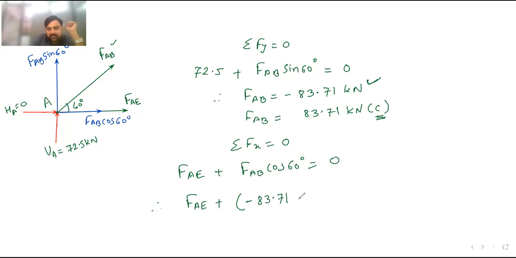So AB is minus 83.71 and cos 60 will be as it is, cos 60 degree, which is equal to 0. So this minus will become plus if you shift it to that side. So FAE is equal to, what is the answer? 41.85. 41.85 kilonewton. Positive answer आलं ना? Yes, sir. So it is tensile. Positive answer is there, so it is tensile. So here you can see FAB is compressive and FAE is tensile.